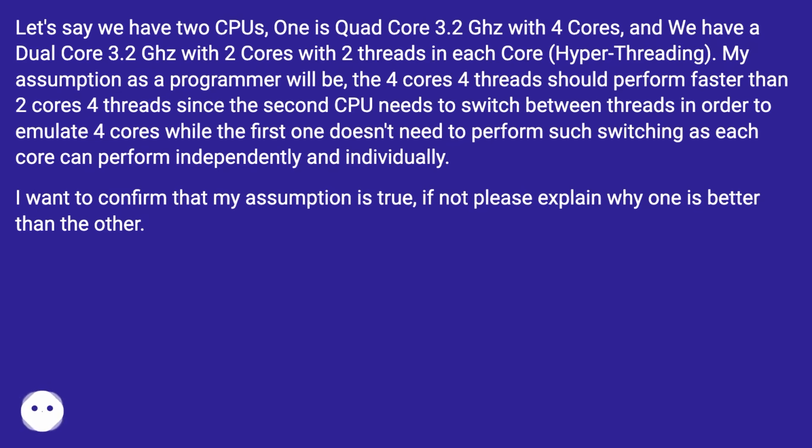My assumption as a programmer will be, the 4 cores 4 threads should perform faster than 2 cores 4 threads, since the second CPU needs to switch between threads in order to emulate 4 cores, while the first one doesn't need to perform such switching, as each core can perform independently and individually. I want to confirm that my assumption is true. If not, please explain why one is better than the other.